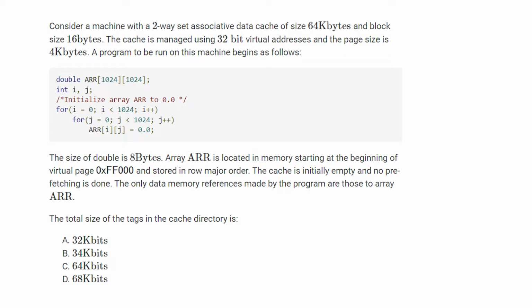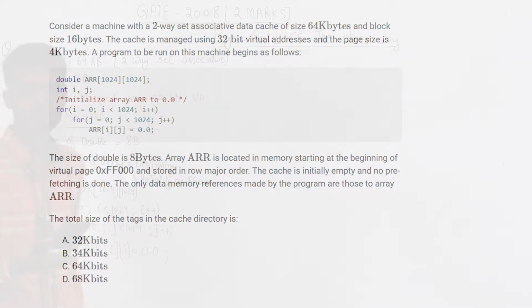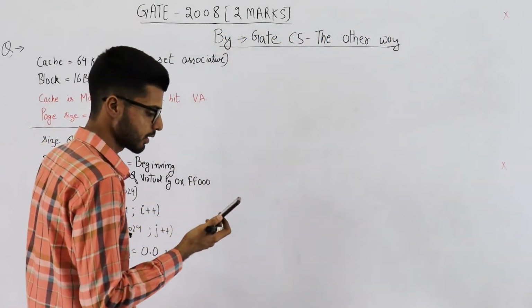The cache is initially empty and no prefetching is done. The only data memory references made by the program are those to array APR. The total size of the tags in the cache directory is. Okay, so let's solve the first part.